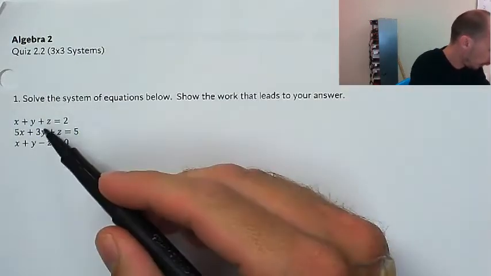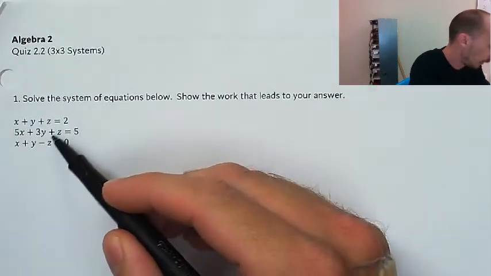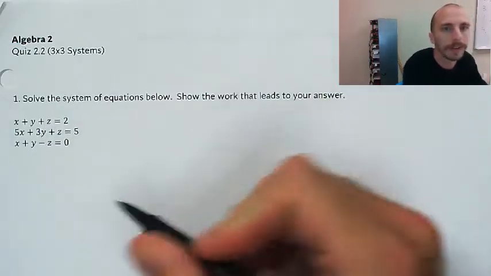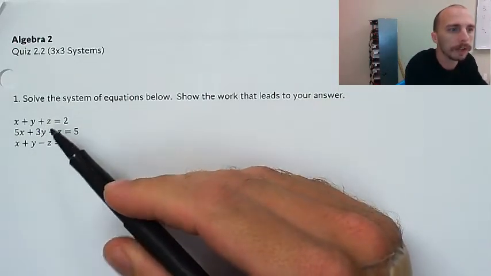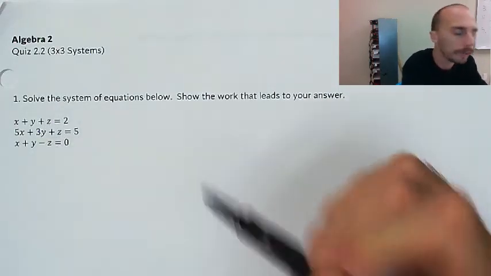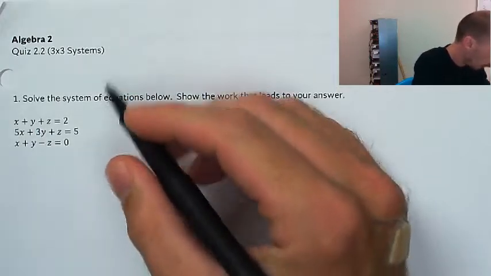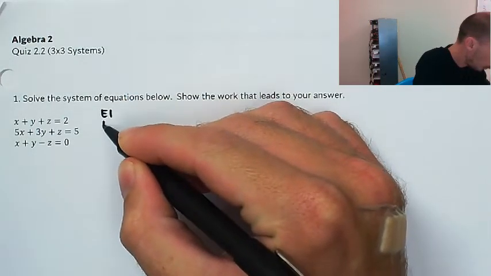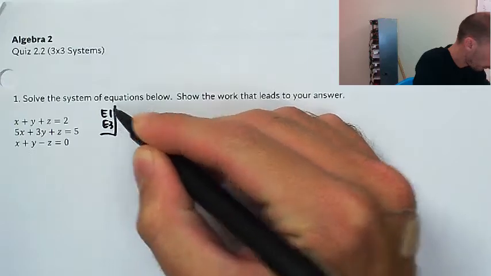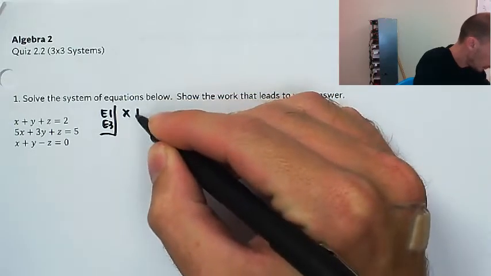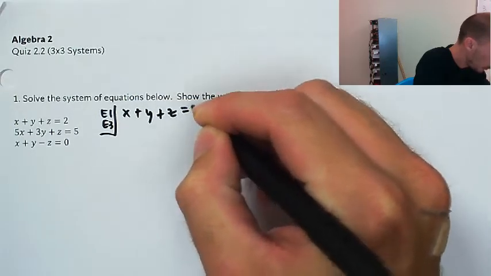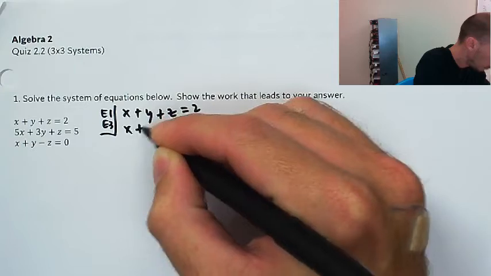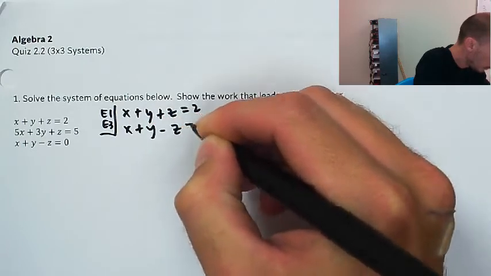I think I'm going to eliminate z because I see this minus z and 2 plus z's, and I think it'll be pretty easy to eliminate these two z's using this negative 1z right here. So with that plan, I'm going to do equation 1 plus equation 3. I'm just going to copy them in. x plus y plus z equals 2, and x plus y minus z equals 0.